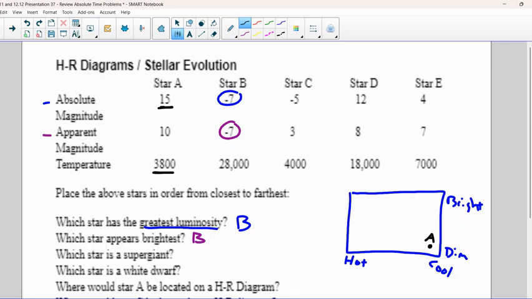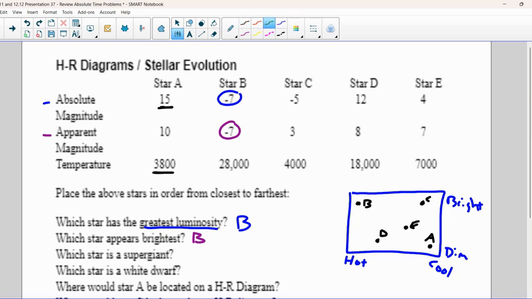Star B, 28,000 is pretty hot, and -7 is really bright. So star B is going to be somewhere up here. Star C at 4,000 is pretty cool, and -5 is really bright. So it's going to be up here. Star D at 18,000, pretty hot, and 12 is dim. So that's going to be my white dwarf right there. And then star E at 7,000, kind of in the middle, and 4 kind of dim, but not too dim. Going to be somewhere about right there.